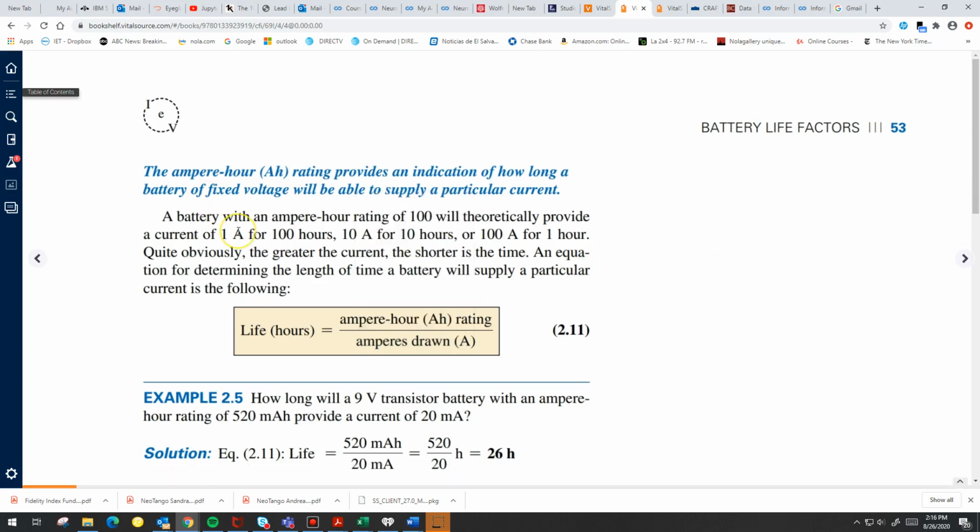So for example, a battery with an ampere hour rating of 100 will theoretically give you a current of 1 amp for 100 hours. Okay, 1 amp for 100 hours, or 10 amps for 10 hours, or 100 amps for 1 hour. So the greater the current, the shorter the amount of time, right? And so that's what this relates to.